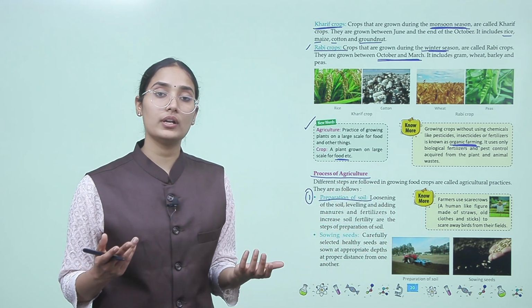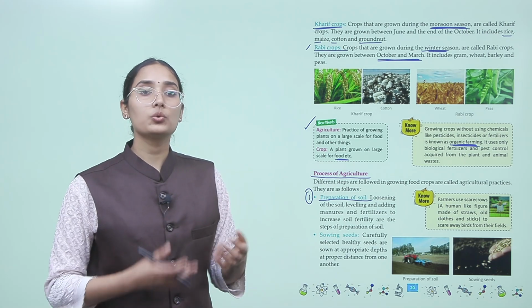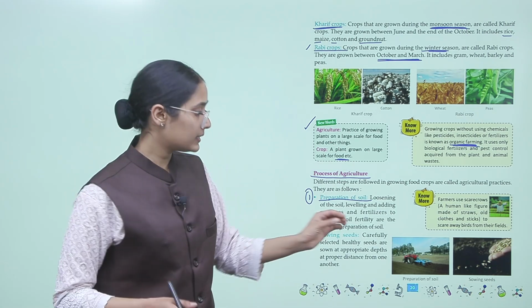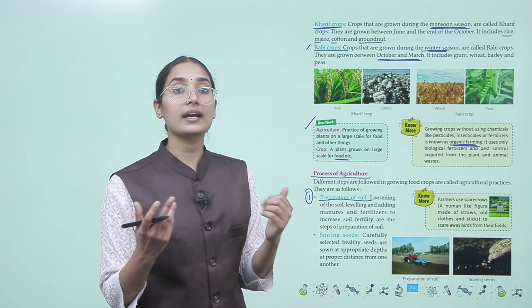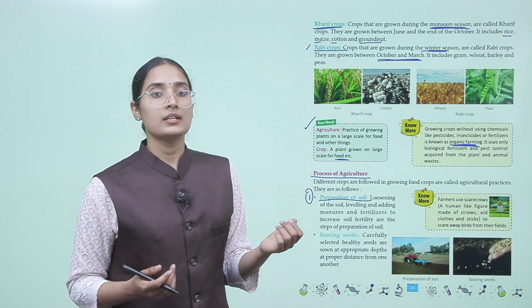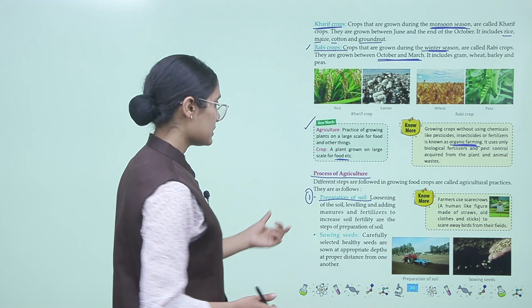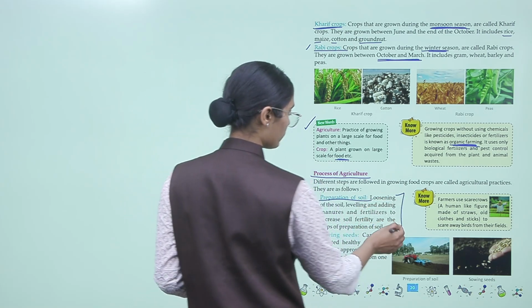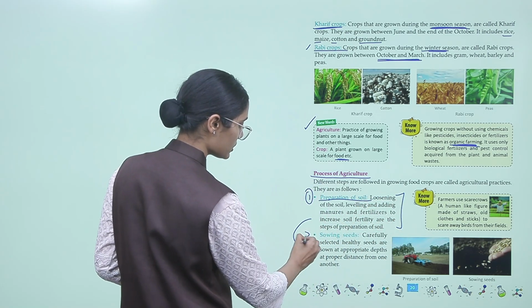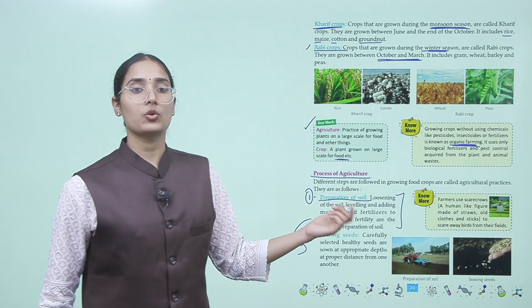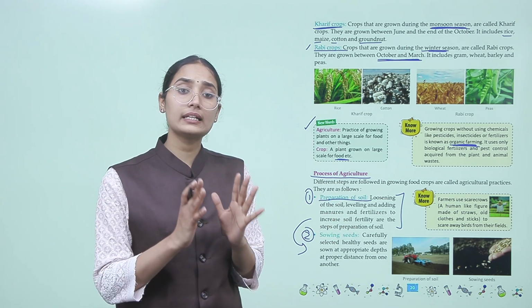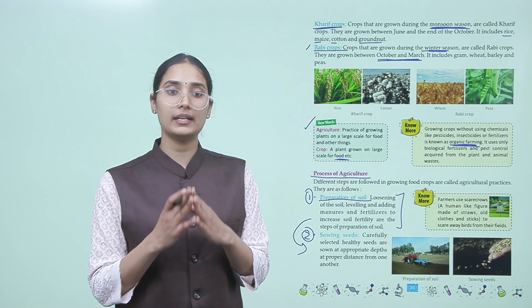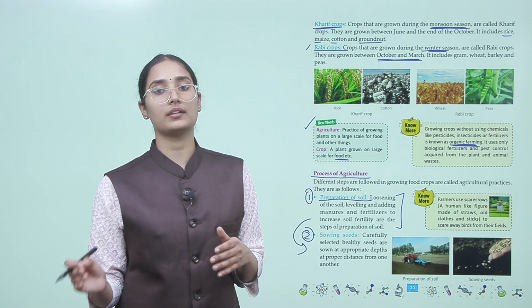We prepare the soil for the next step. We loosen the soil so that the seed can easily open up when given the right environment. Okay. These steps basically prepare the soil for the next step, which is sowing seeds. Okay. Now what happens is, carefully selected healthy seeds are sown at appropriate depths at a proper distance from one another.